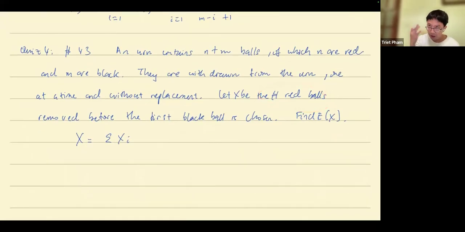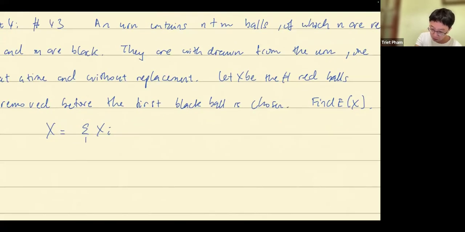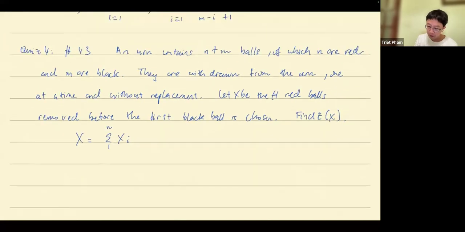So it may be a bit surprising if you don't do these problems a lot, but you basically sum over the red balls themselves. Sorry, N, right? N are red. So you sum up 1 to N, because N of them are red. And so what are you counting up? You count up whether you remove the ith ball before the black. Does it make sense?